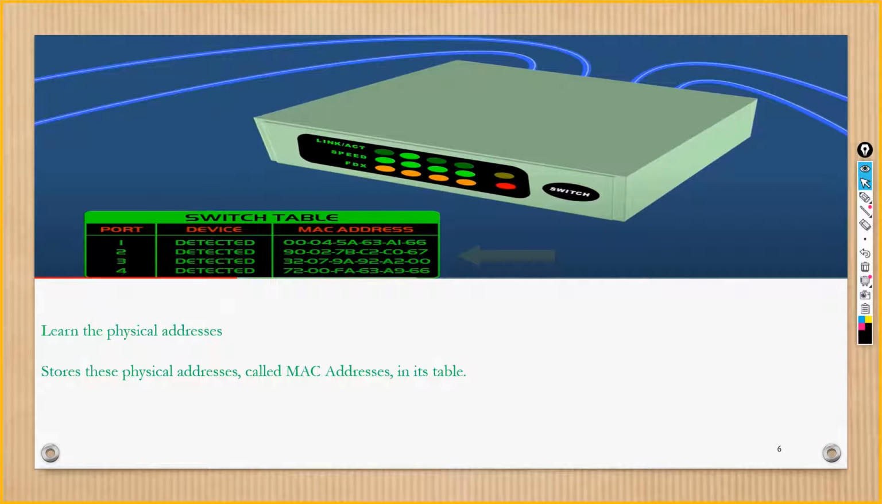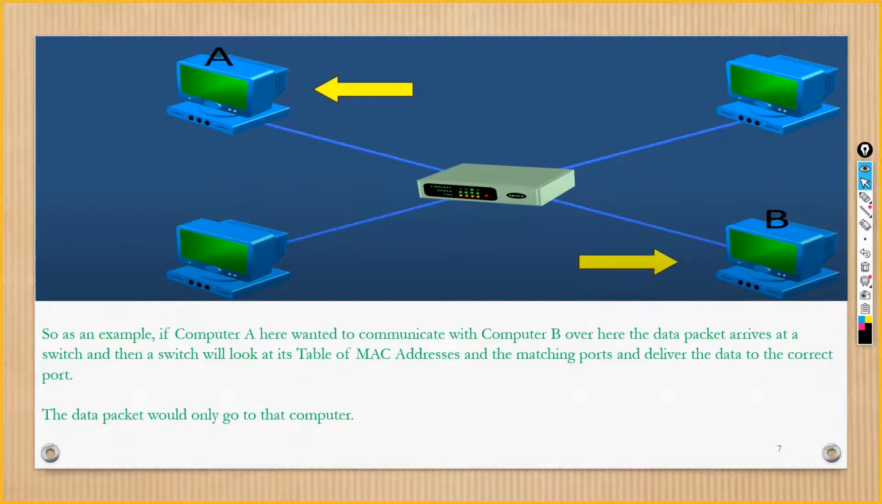So when a data packet is sent to a switch, it is only directed to the intended destination port. As an example, if computer A over here wants to communicate with computer B over here, the data packet arrives at the switch and then the switch will look at its table of MAC addresses and the matching ports and deliver the data to the correct port. The data packet would only go to that particular computer. So that's a major difference between a hub and a switch. As a result, switches are far more preferred over hubs because they reduce unnecessary traffic on the network.